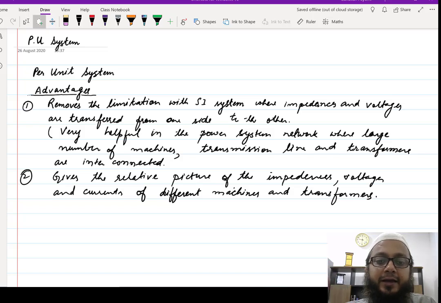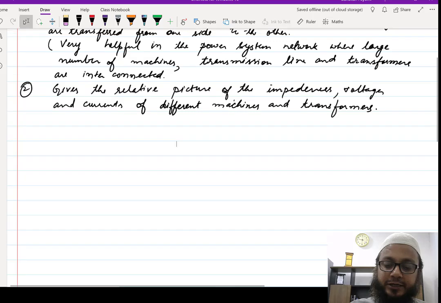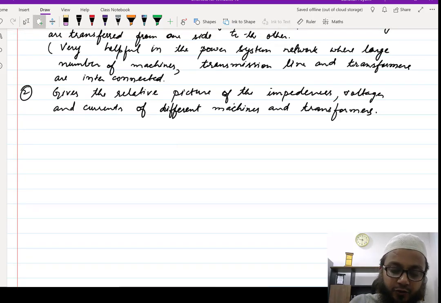So by using the SI unit for the calculations in a large network, we cannot comment on the relative parameters. That's why this per unit system was introduced, and this system itself removes the many conversions or transformations, the transfer of the voltage or impedance from one side to the other side. It inherently has that feature. So that is one of the advantages of using the per unit system, and it gives the relative picture as well.